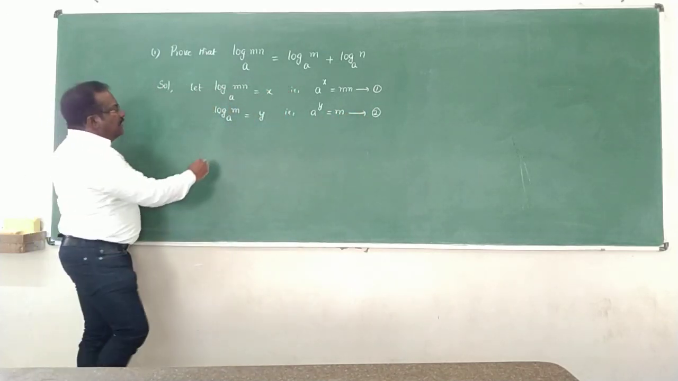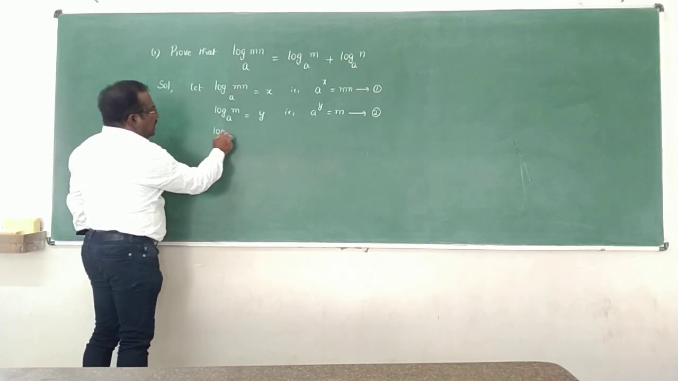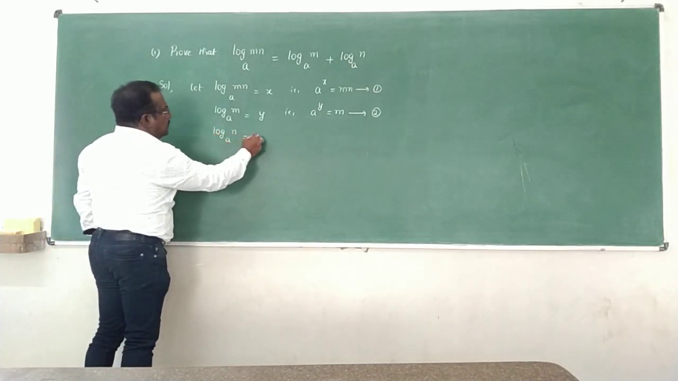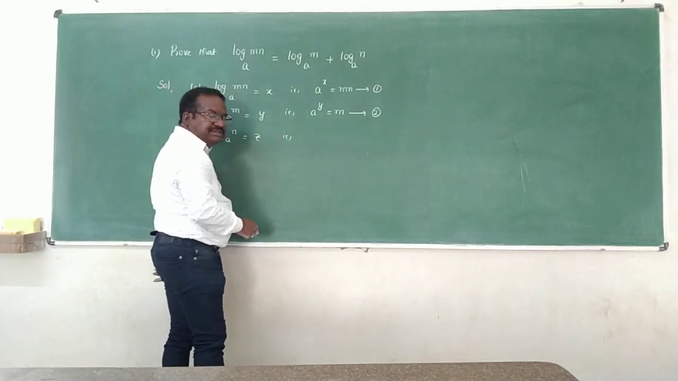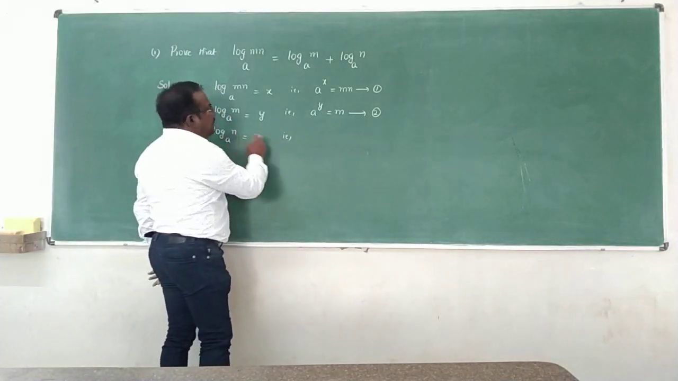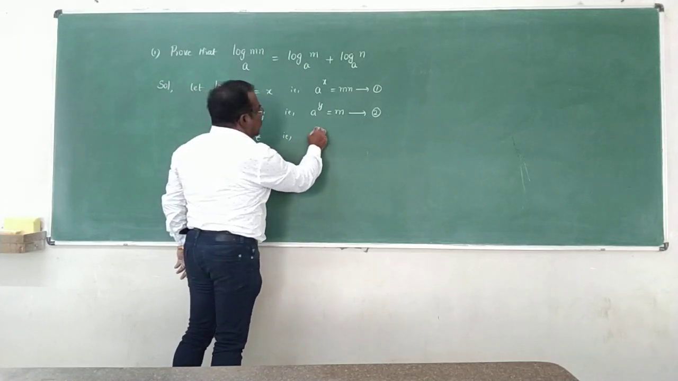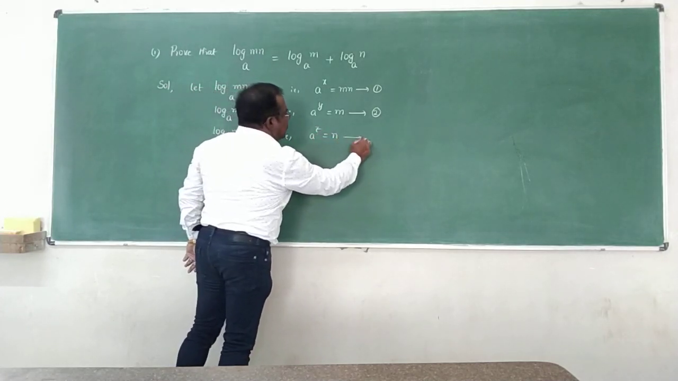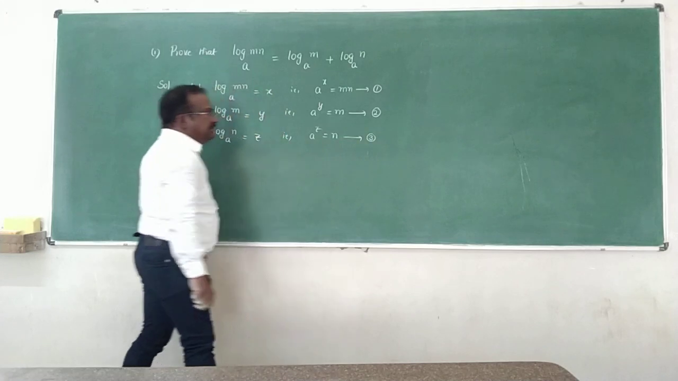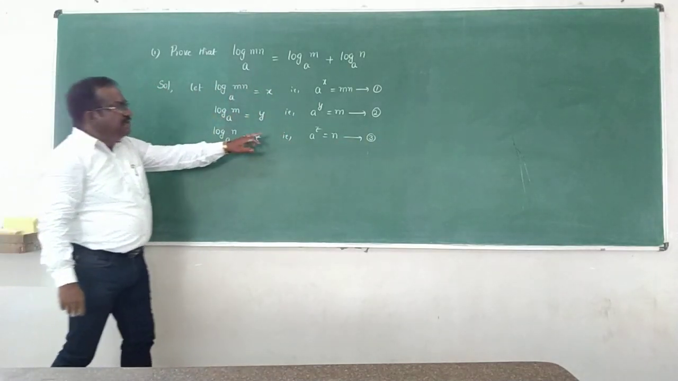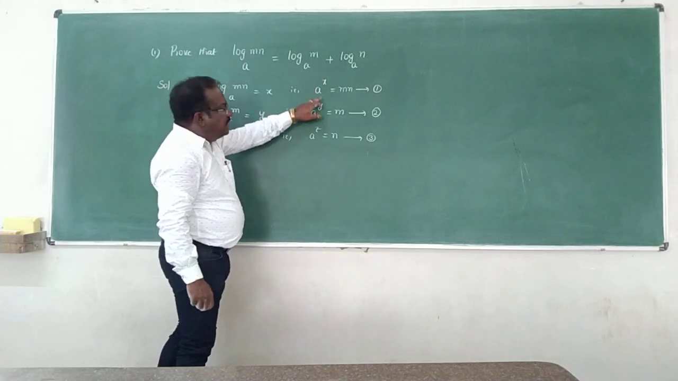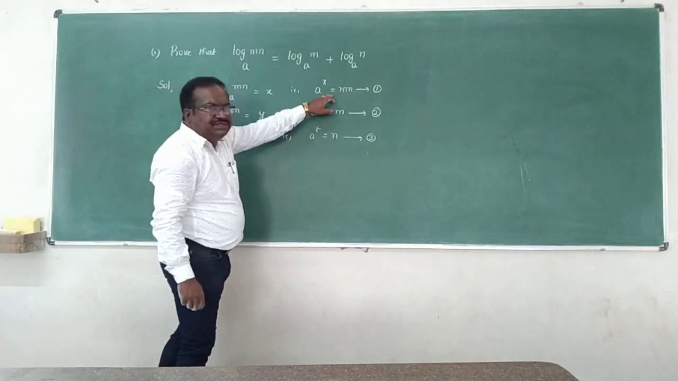Next, log n base a is equal to z. That is, we can write in the exponential form as a power z is equal to n. This is number 3. Now, let us look here. Take the first one. Substitute 2 and 3 in 1, children.